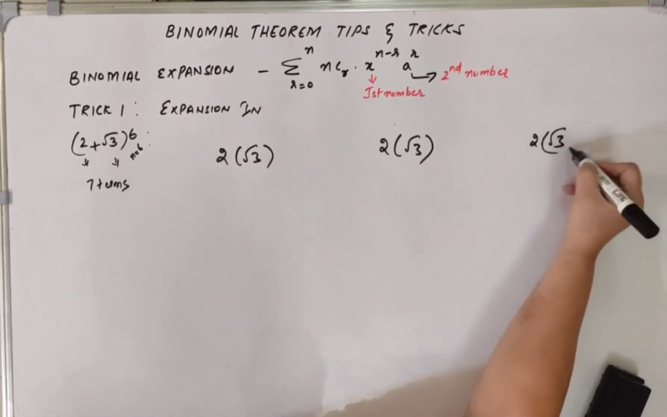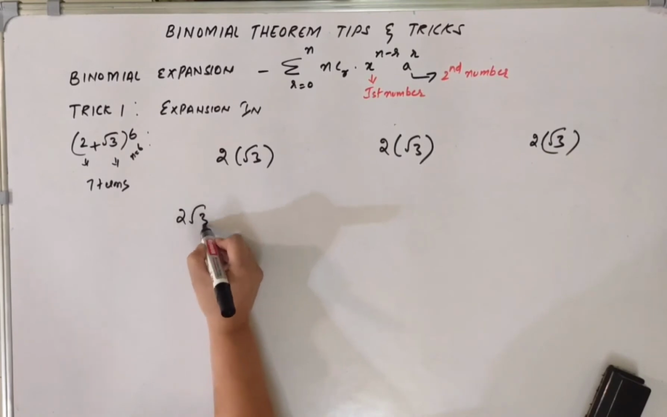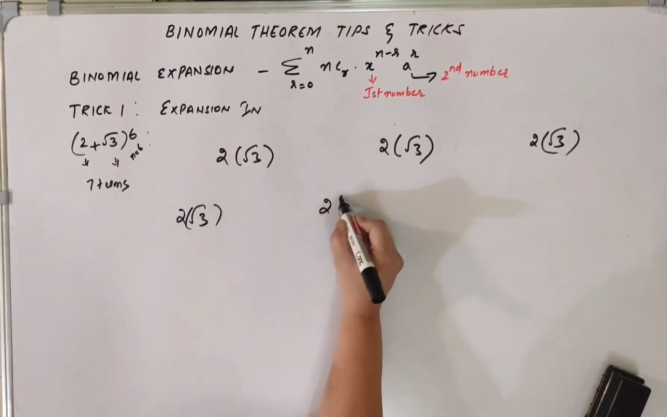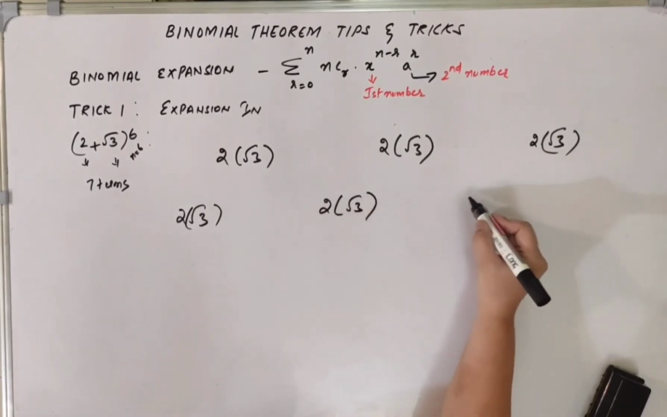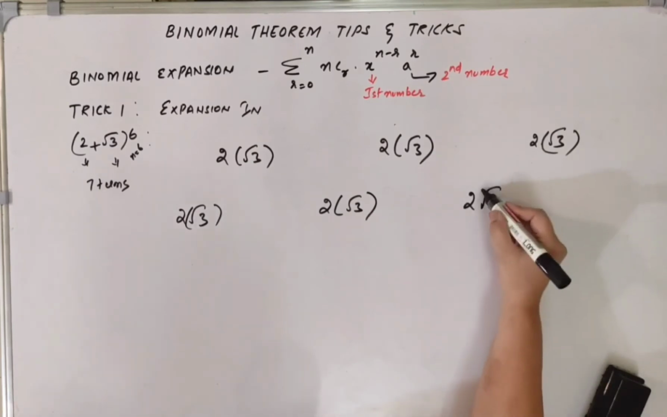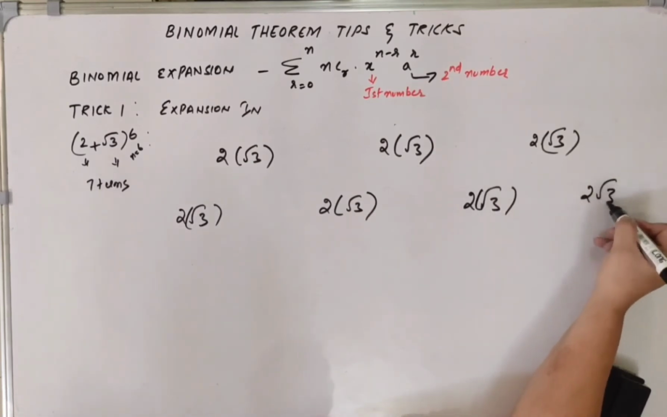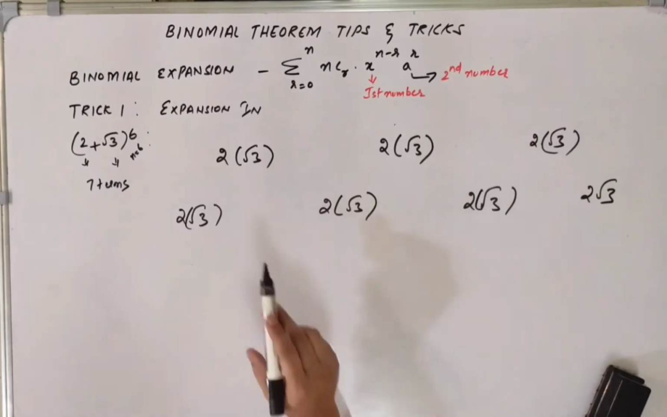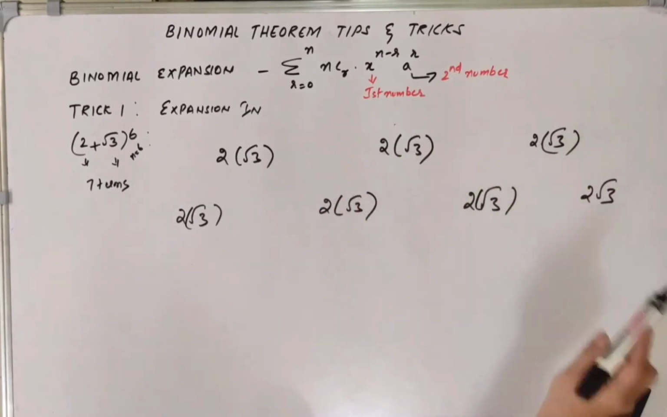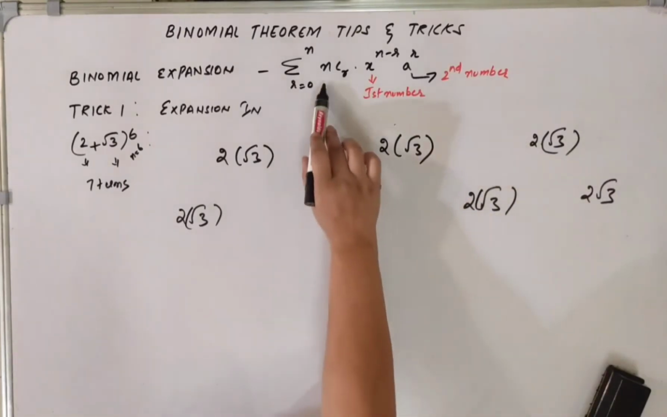2 into root 3. 2 into root 3. So we will be writing it 7 times. 1, 2, 3, 4, 5, 6, 7. Right? Now we will have to write this NCR.